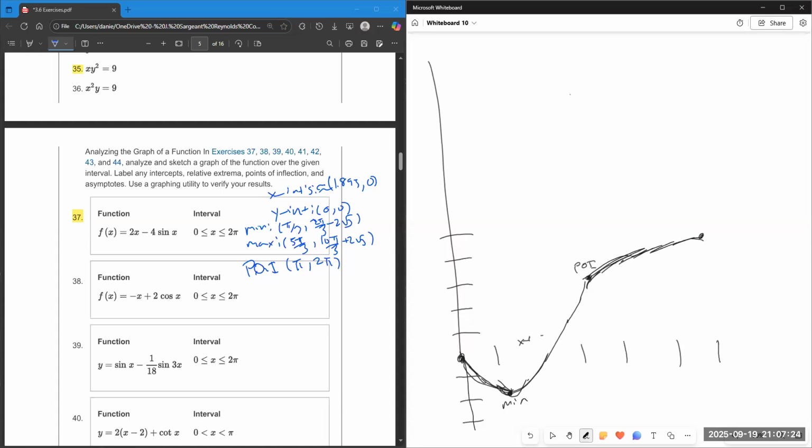And that's the high point, and it comes back down for a little bit, and then it stops at 2 pi. This is, again, my approximate x-intercept there of 1.8 something something. All right.